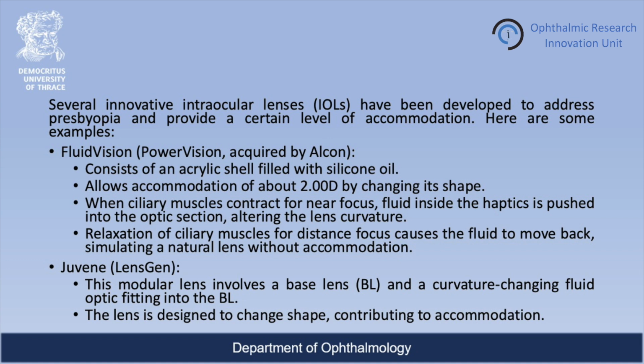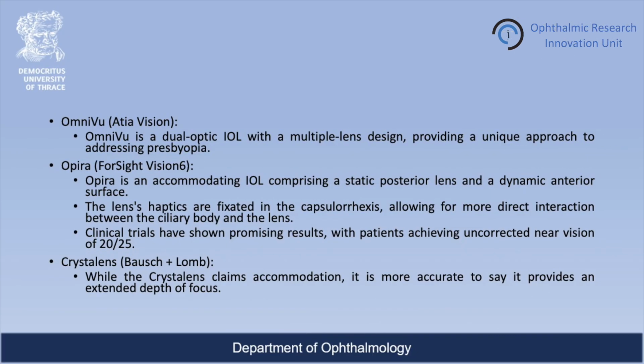Moreover, Juvene is a modular lens that involves a base lens and a curvature-changing fluid optic fitting into the base lens. The lens is designed to change shape, contributing to accommodation. Another accommodative intraocular lens is OmniView, which is a dual-optic IOL with a multiple lens design, providing a unique approach to addressing presbyopia. Opira is an accommodating intraocular lens, comprising a static posterior lens and a dynamic anterior surface.